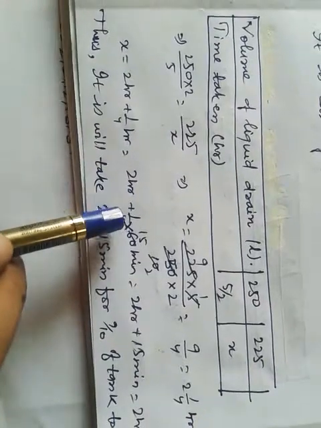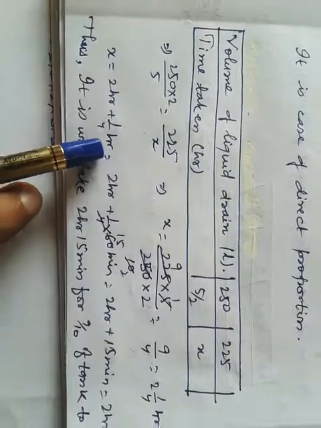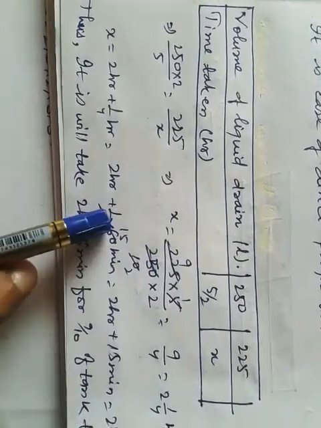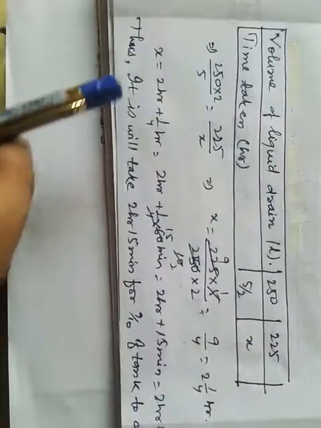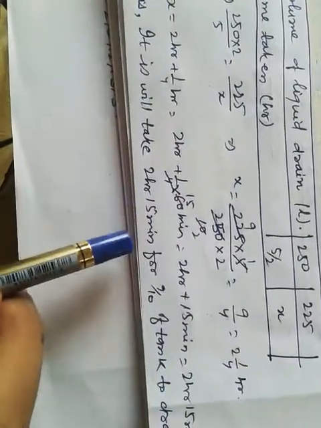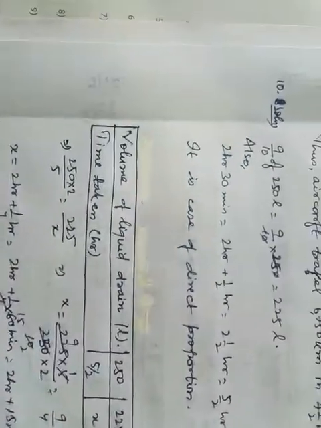Now 2 hour plus 1 by 4 into 60 minutes. I change 1 by 4 hour into minutes because you cannot write hour in fraction. So when you cut down, we get 15, 2 hour plus 15 minutes equals 2 hour 15 minutes. Thus it will take 2 hour 15 minutes for 9 by 10 of the train's time. So this is the solution of question number 10.